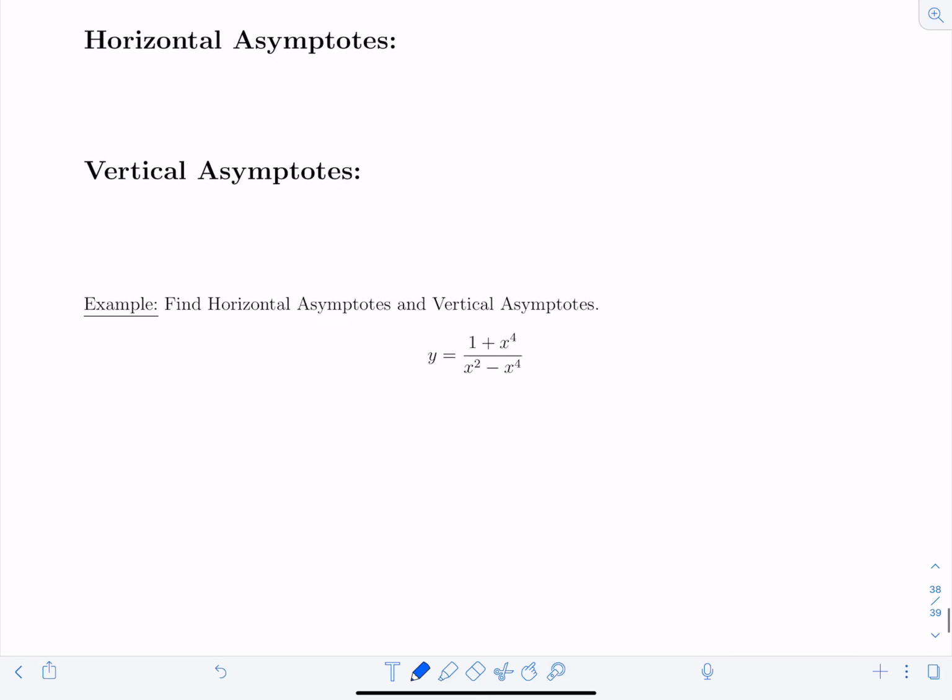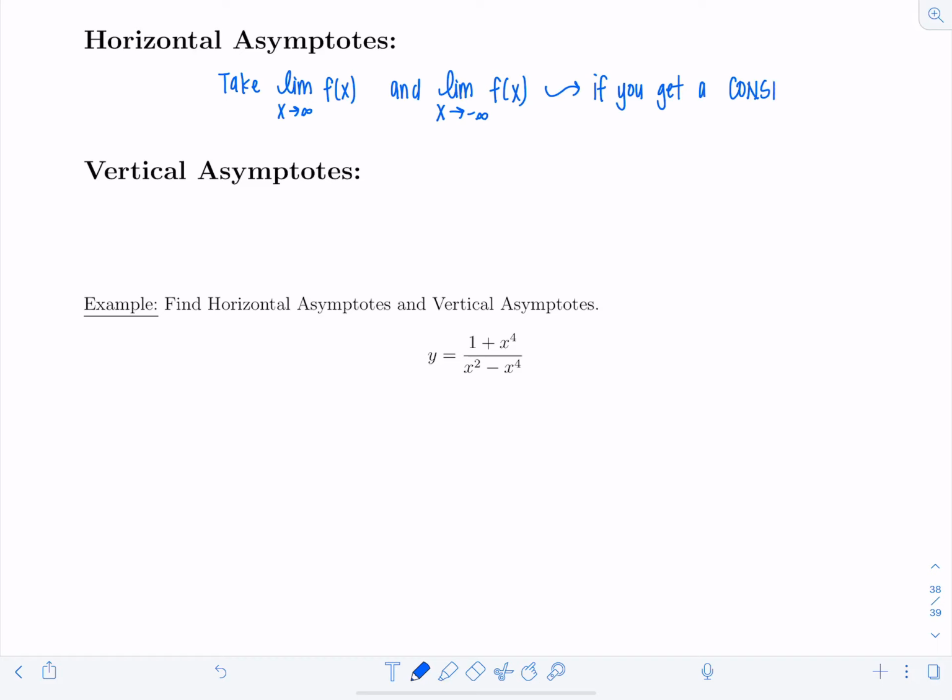So if you're asked to find a horizontal asymptote, what do you do? You're going to take the limit as x approaches positive infinity for f of x, and you have to take the limit as x approaches negative infinity for f of x. Remember, not all functions have the same horizontal asymptote in the positive and negative x directions. Just imagine tan inverse of x. That was one that had two different horizontal asymptotes. So when you take these limits, if you get a constant, right, not infinity or negative infinity, if you get some constant c, then the equation for the horizontal asymptote is going to be y equals c.